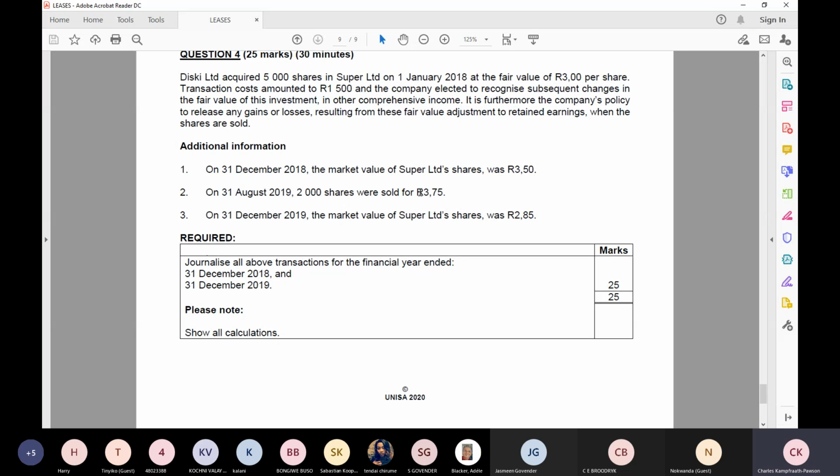We'll go to an account that we call the market-to-market reserve. So we will debit for any increase, we will debit the investment because it's an asset, and assets increase on the debit side, and we will credit the market-to-market reserve. Everybody happy with that? 100%.